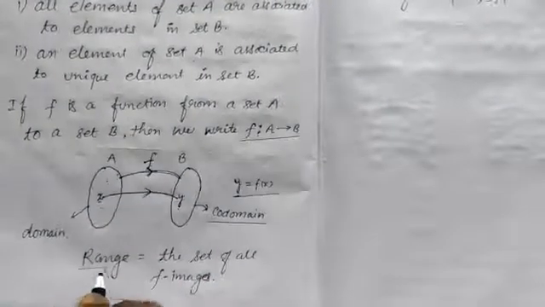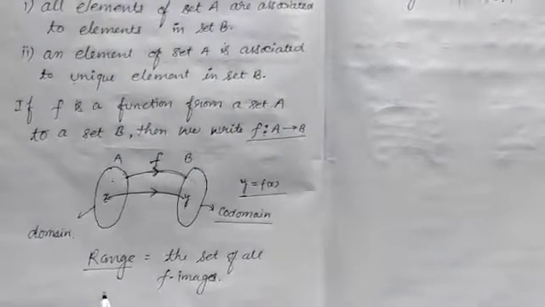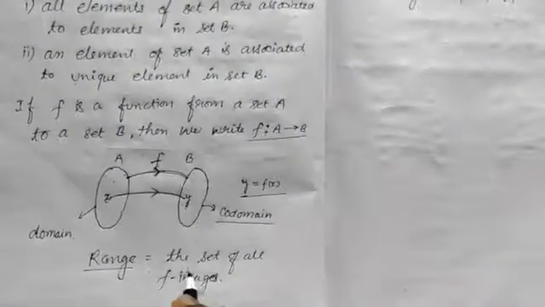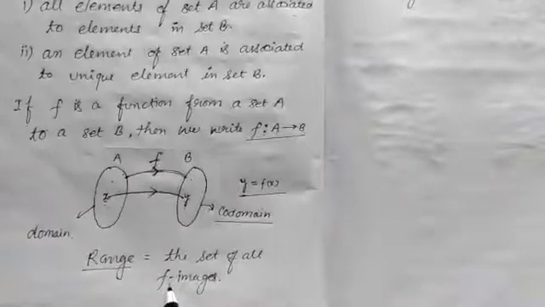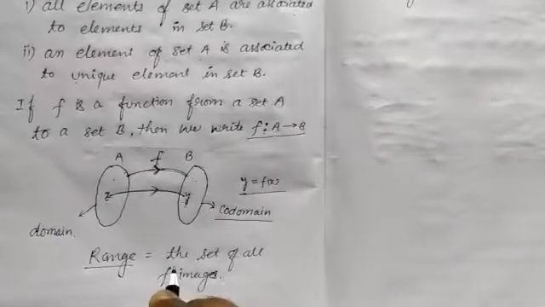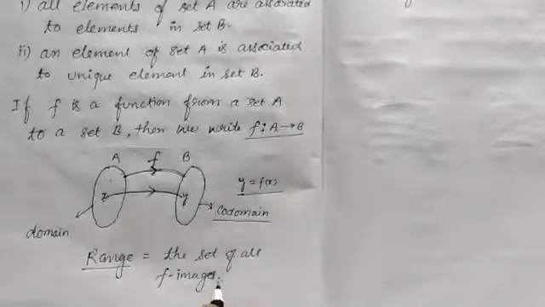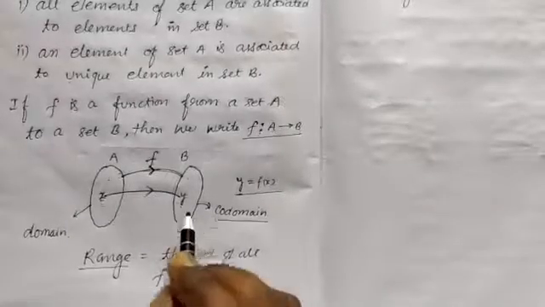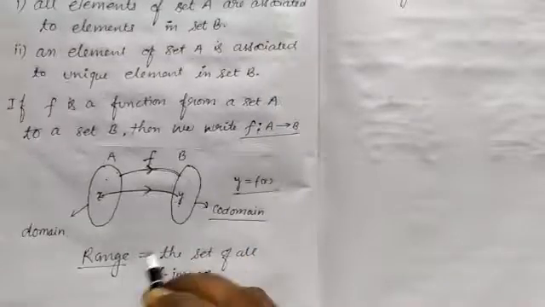Then what is the definition of the range? Range is the set of all images of the function, meaning all f images. The collection of all images makes the range.